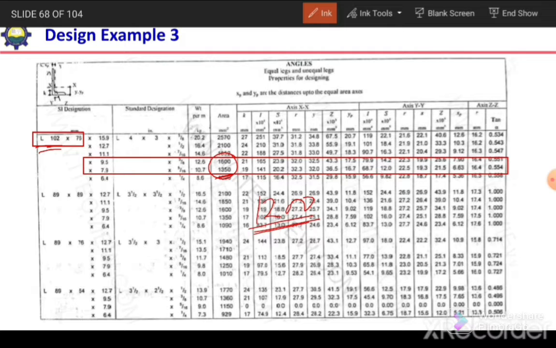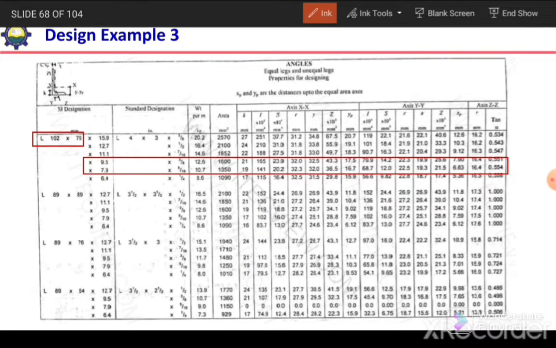So we can select these two sections, or we can also look for some other section. For example, this one, 1250, it has area close to the required area, but in this case the longer leg dimension is close to the shorter leg dimension. So we need to select such a section in which one leg is larger and the other leg is smaller, because we need the Rx value sufficiently larger than Ry for single angle. If this is so, then the Rx of built up section will be nearly equal to Ry of the built up section. So we need to select such a section in which one leg is considerably larger than the other.